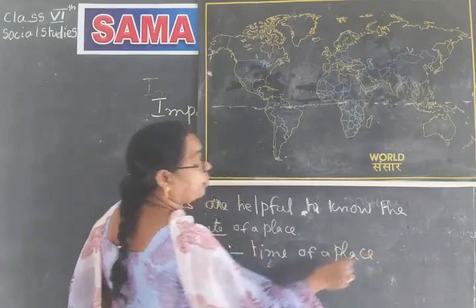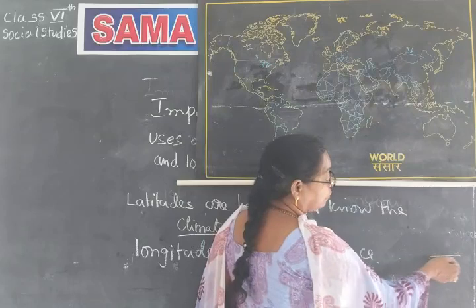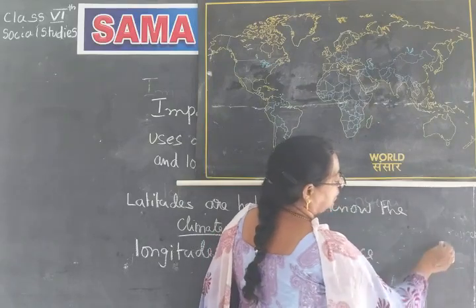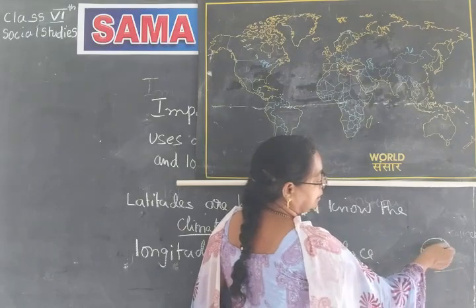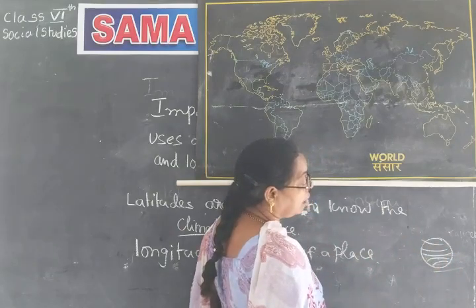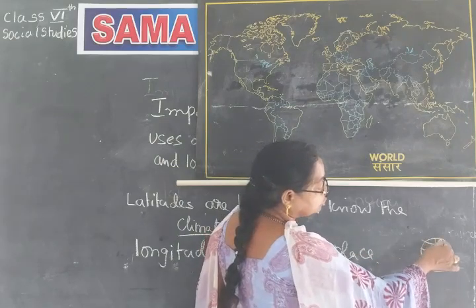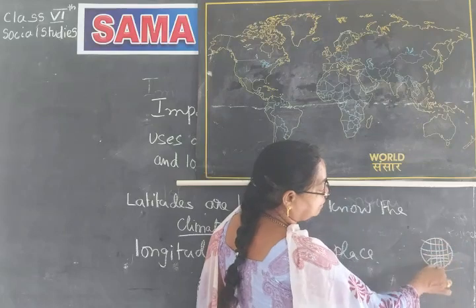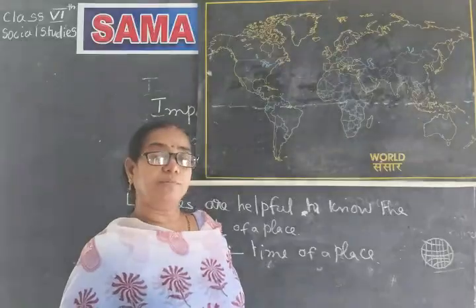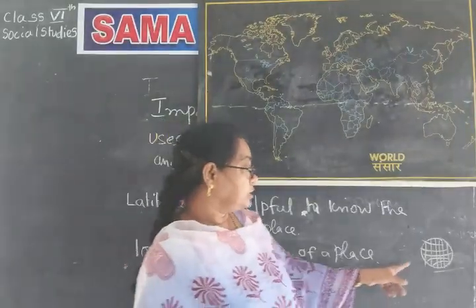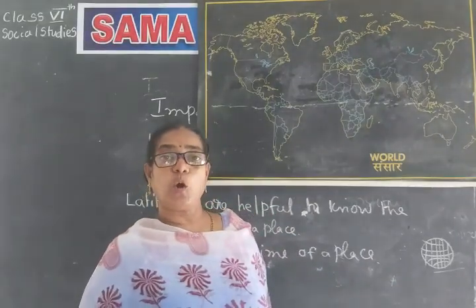Then, I told you latitudes are horizontal lines. You take the globe and draw the lines like this. And longitudes are imaginary lines drawn from the North Pole to the South Pole, all of the same size. Then you can observe some spaces are formed, like a net. This network on the globe is called a grid.